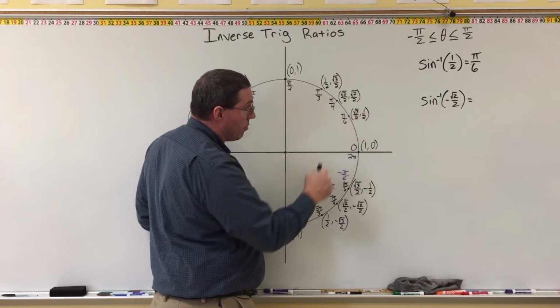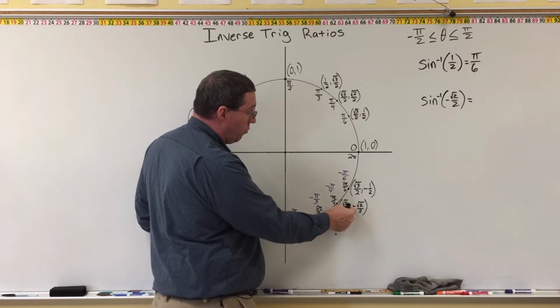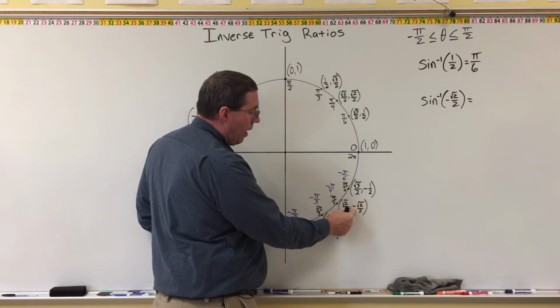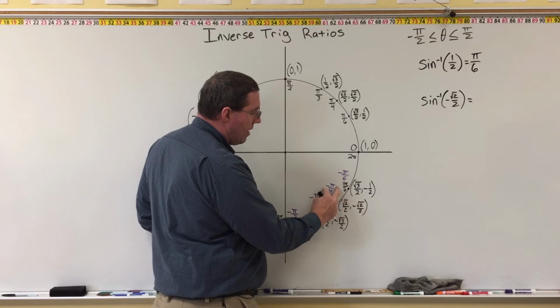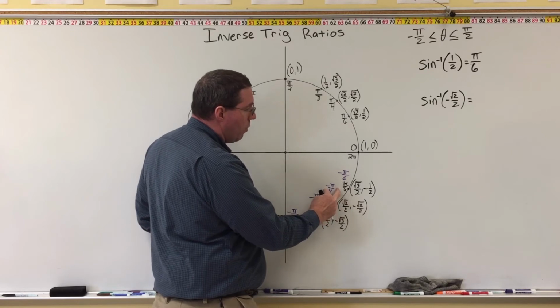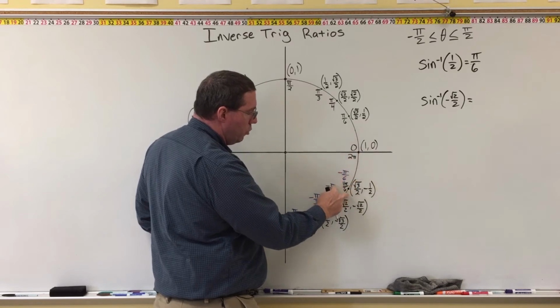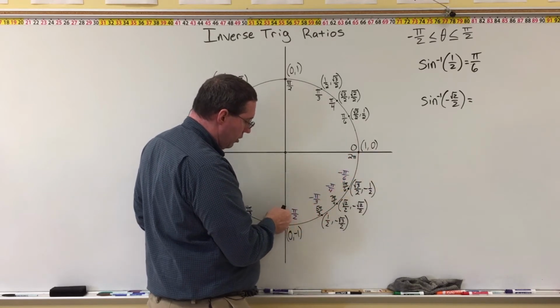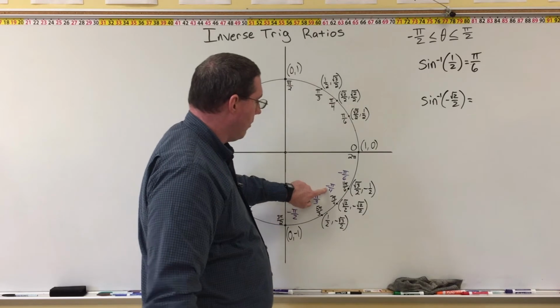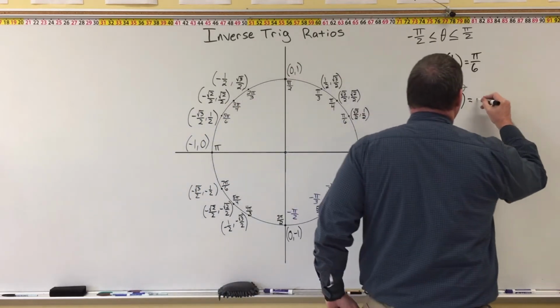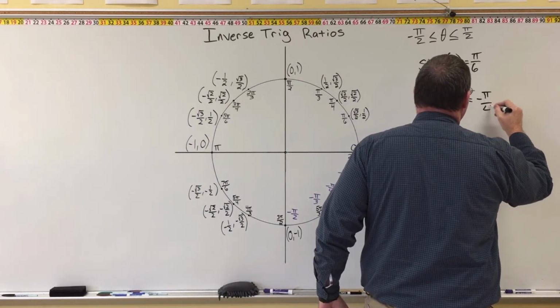So the correct answer to sine inverse of negative square root of 2 over 2, which angle measure has a y-coordinate of negative square root of 2 over 2? The correct answer is negative pi over 4. You have to go to the starting point and go backwards to your negative angle measures until you get to negative pi over 2. So the correct answer is negative pi over 4. Okay? All right?